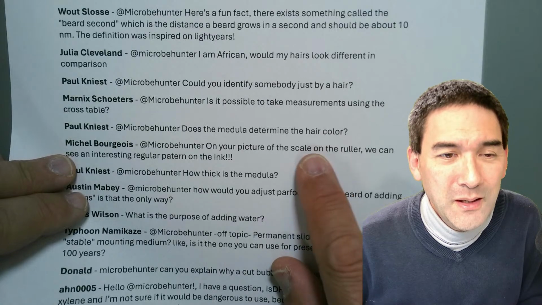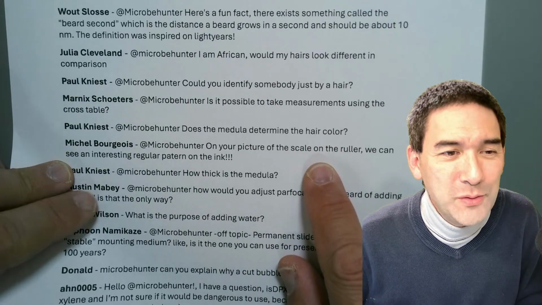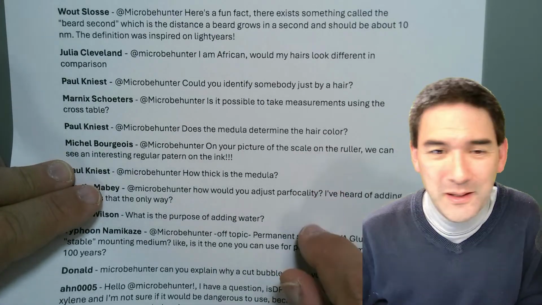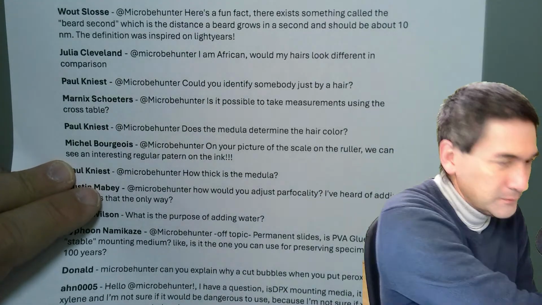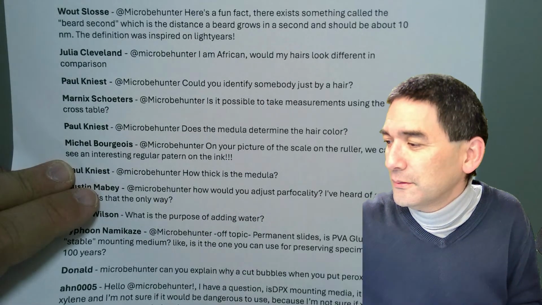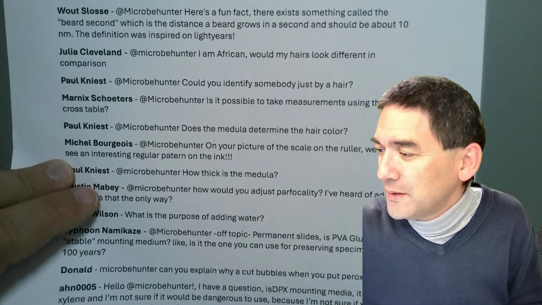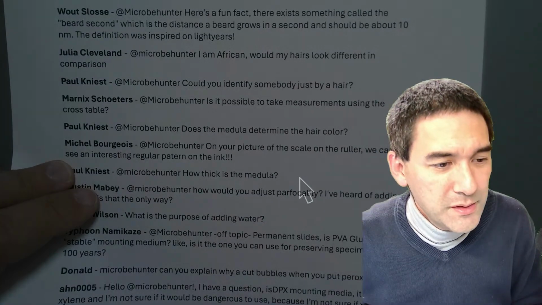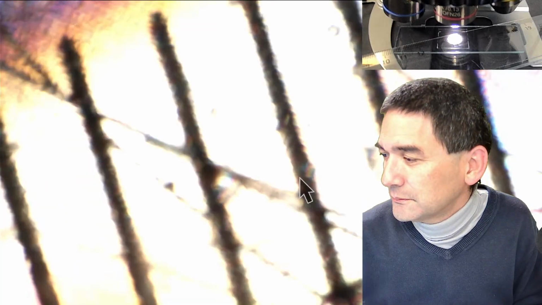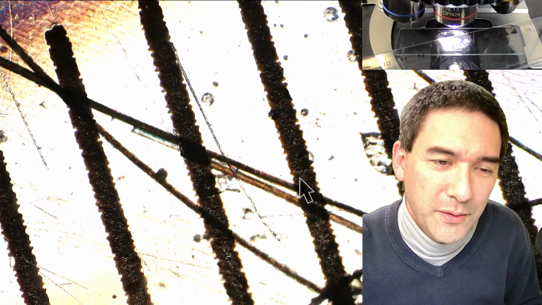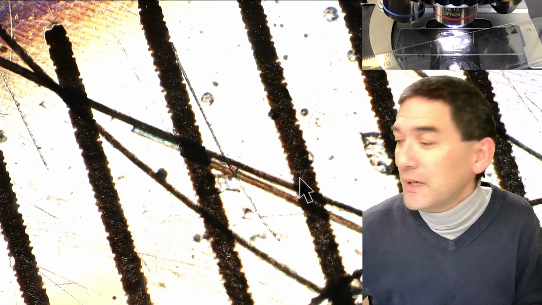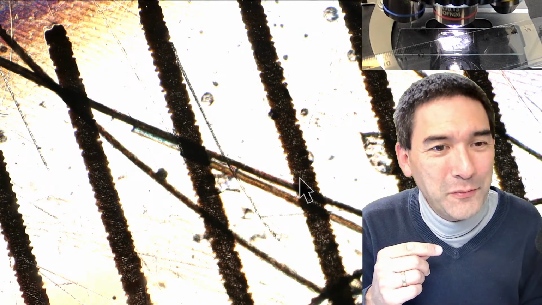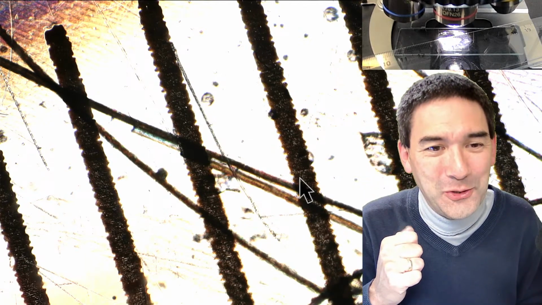On the picture of the ruler scale, we can see an interesting regular pattern of the ink. Yeah, we can. Why not have a look again? Let's put it on here. Let me see where the scope is. So you can actually see how the ink was printed on the ruler, and that's quite nice. Now we've got the hair and the ruler next to each other, right?